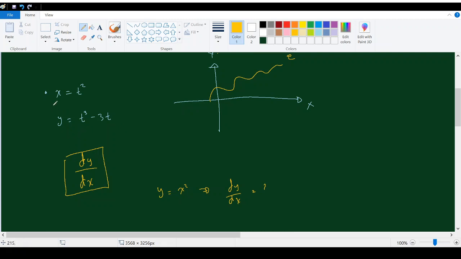But here both x and y are represented with the help of a third variable. So what we can do is, first of all, visualize x as a function of t and y also as a function of t. Now both x and y depend on t. That means we can differentiate x with respect to t, and y also with respect to t.